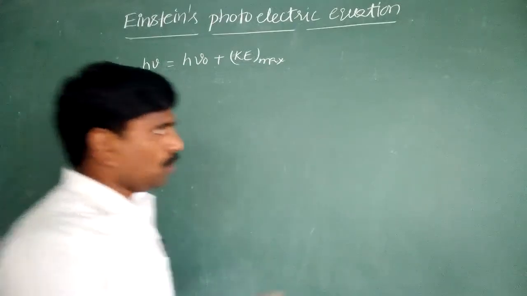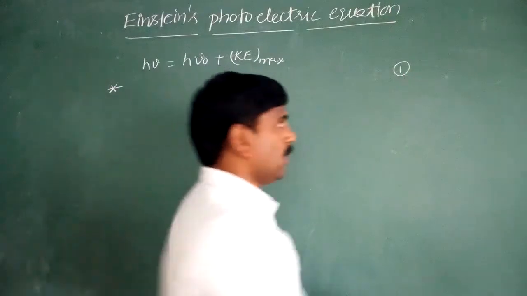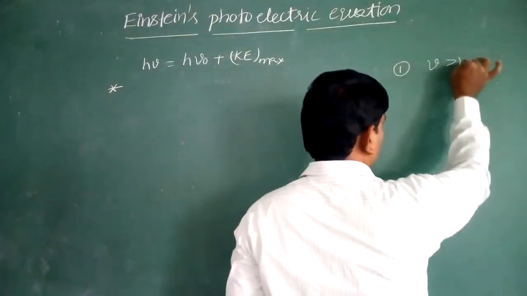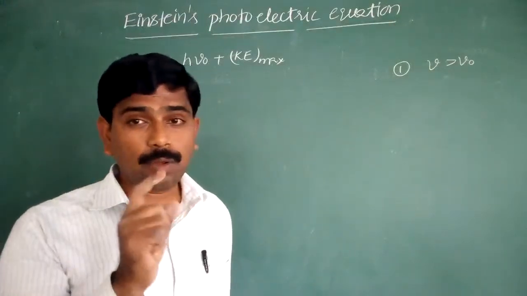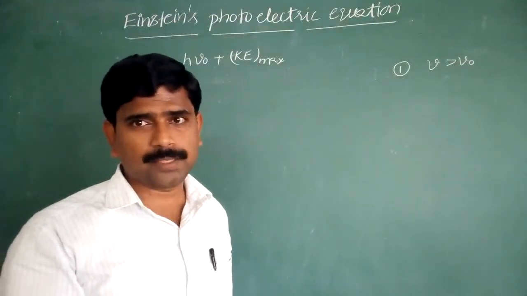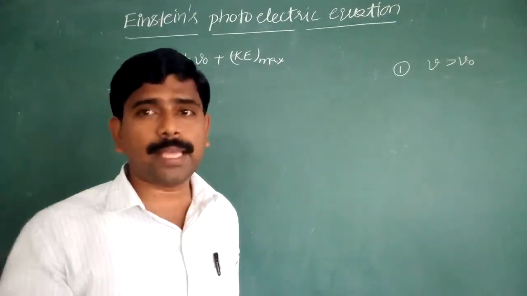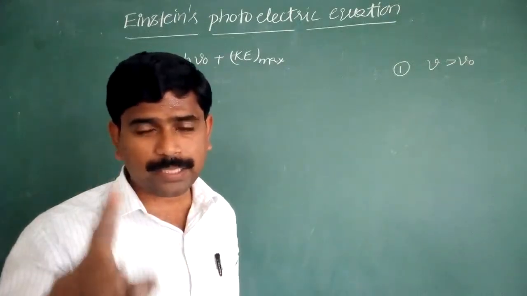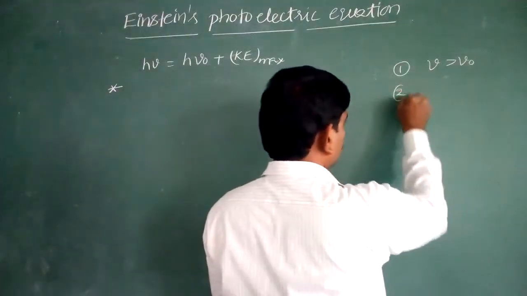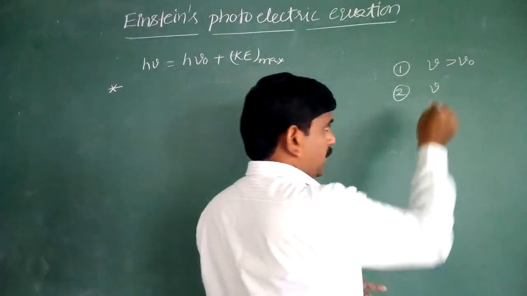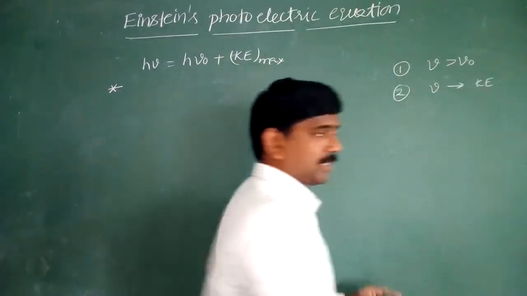So we already know that. The first law of the photoelectric effect is that if the frequency of the incident radiation is more than the threshold frequency, only then does photoelectric emission take place. So the frequency of the radiation must be more than a certain frequency, which we call the threshold frequency. Next, the second one: the kinetic energy depends upon the frequency.